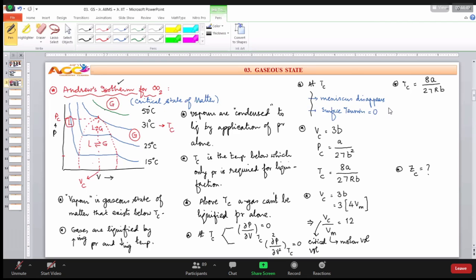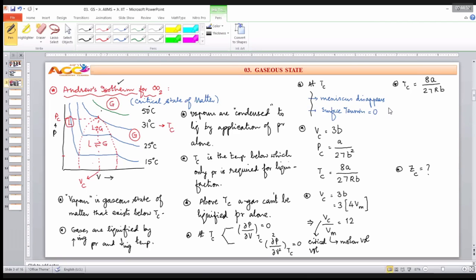This is called condensation. But if you go beyond TC, it is not vapor, it is a gas. You cannot convert a gas by application of pressure alone. Gases are liquefied by increasing pressure as well as decreasing temperature. There is a difference between gas and vapor. So what is critical temperature? Critical temperature is the temperature below which a gas can be liquefied by application of pressure alone. Above TC, a gas cannot be liquefied by application of pressure. First, you should come below TC. TC is the temperature below which only pressure is required for liquefaction.